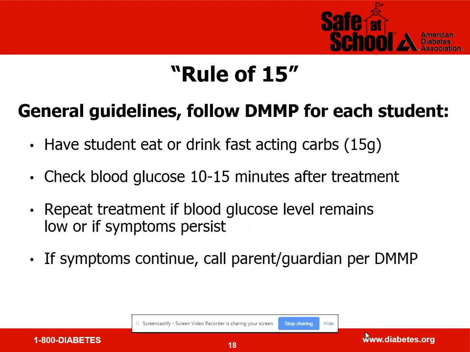Consider the Rule of 15. The Rule of 15 is a general set of guidelines. Have the student eat or drink fast-acting carbs, about 15 grams. Check blood glucose 10 to 15 minutes after treatment and repeat the treatment if blood glucose remains low or if symptoms persist. If they continue, call the parent or guardian per the plan.